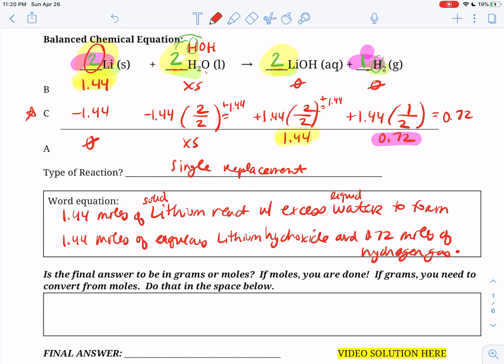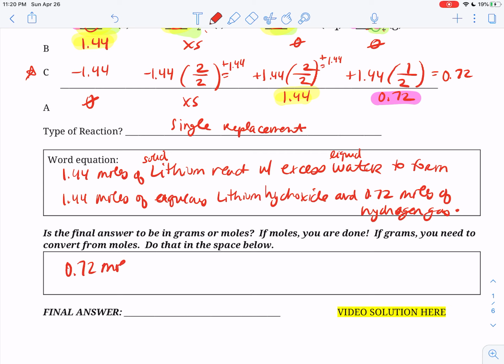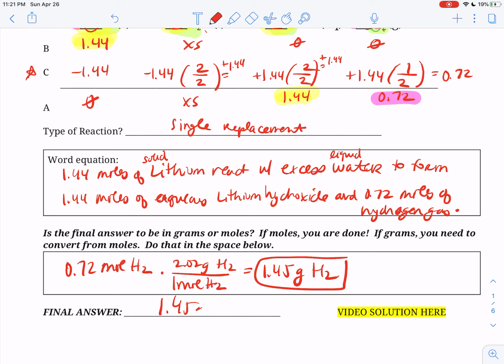And it said that I wanted to know the mass of the H2. Okay, so I'm going to need to use the moles of H2 that I have from the table, which is 0.72, but I want the mass. Okay, so I need to look at the molar mass. So H is 1.01, so that's 2.02. So 0.72 times 2.02 is 1.45 grams of H2. Okay, so that's my final answer. Okay, I hope I did not mess that up. All right, good.